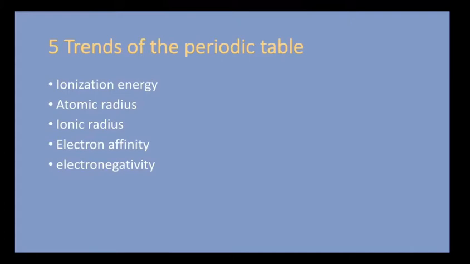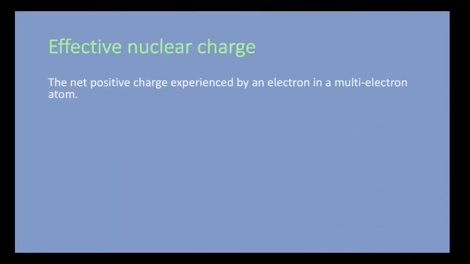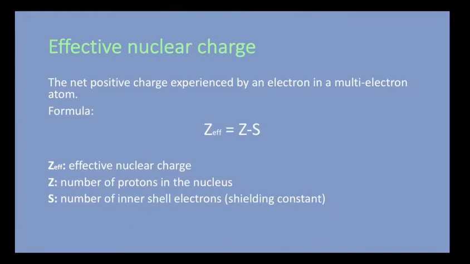First off, I'll start by explaining the effective nuclear charge. Effective nuclear charge is the net positive charge experienced by an electron in a multi-electron atom. The formula for effective nuclear charge is as shown. Zf represents effective nuclear charge. Z represents the number of protons in the nucleus, and S represents the number of inner shell electrons, also called the shielding constant. So Z minus S will be the formula to find effective nuclear charge.